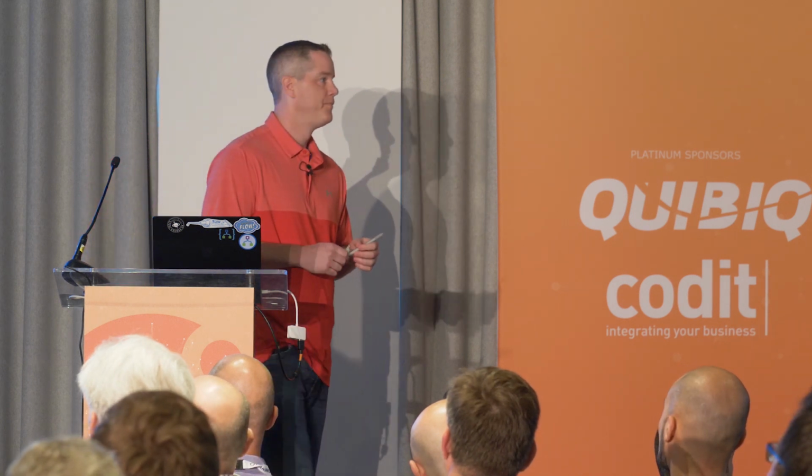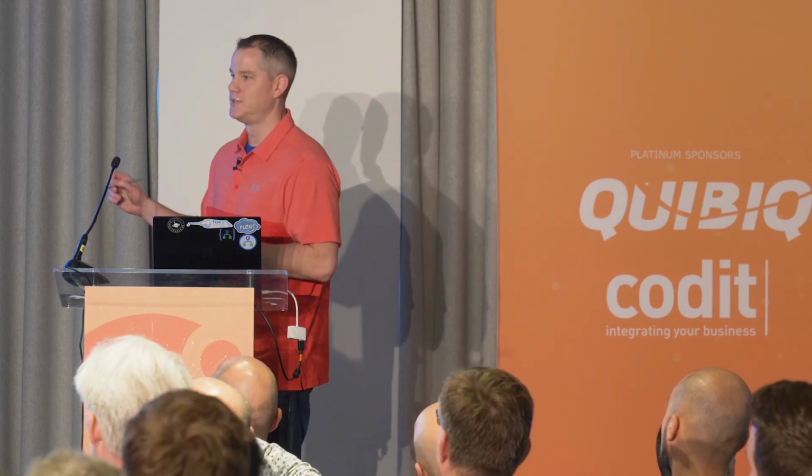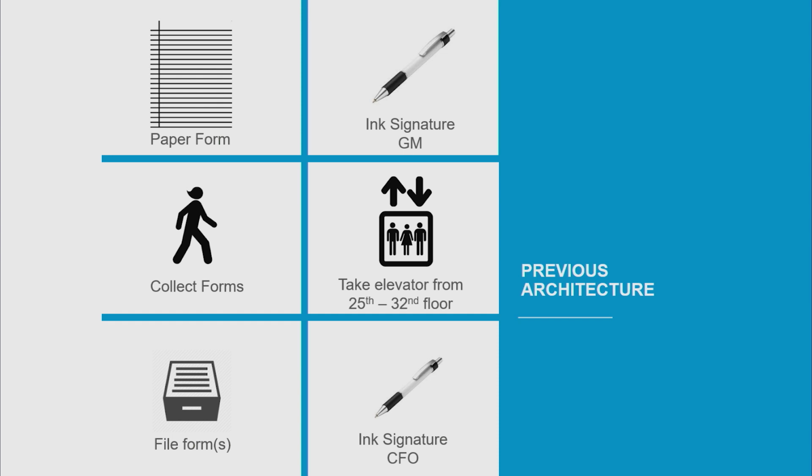Now, this was the previous process in November. It was a Word template. You would print off this Word template, then go and get the GM signature. Naturally, you don't want to take those to her one by one, so they end up stacking up at her assistant's desk. Then they get signed, and someone takes them from the 25th floor to the 32nd floor, and they get dropped in the bin of the CFO.